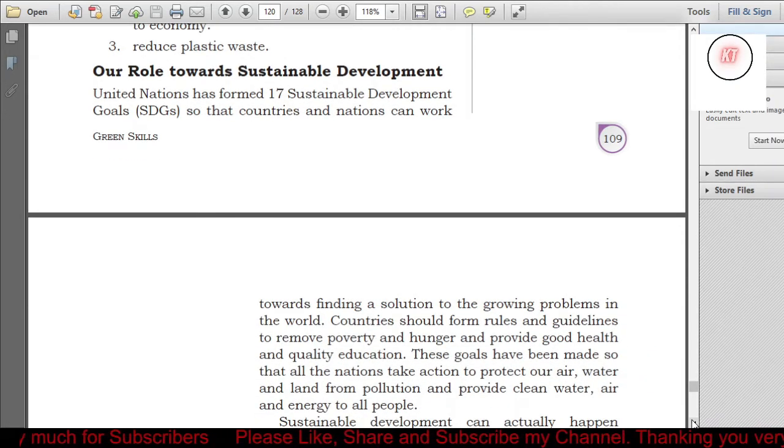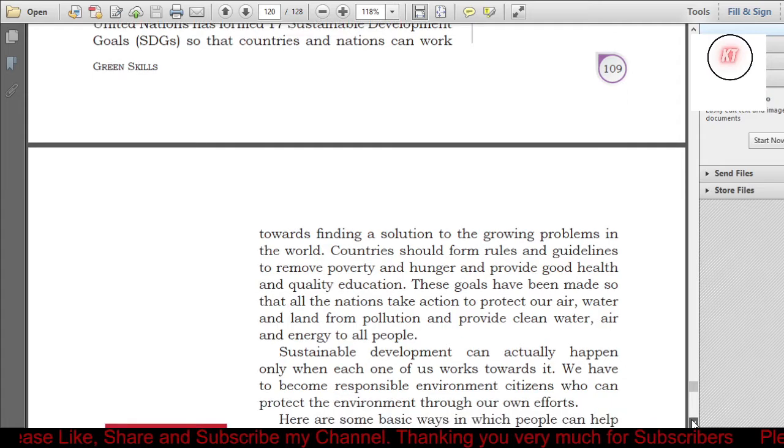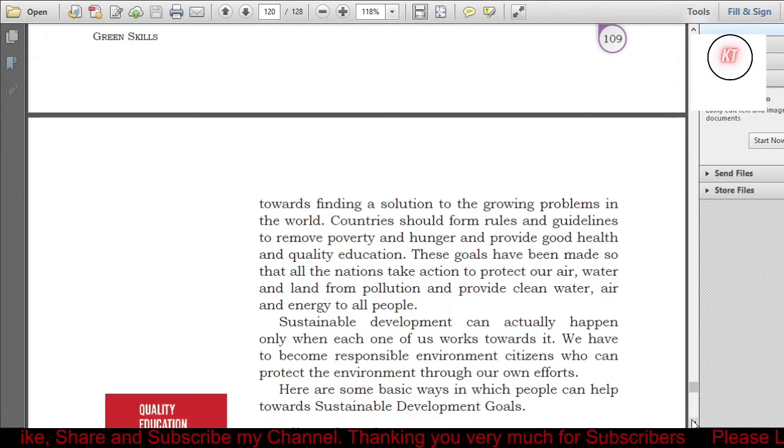The United Nations has formed 17 sustainable development goals so that countries and nations can work towards finding a solution to the growing problems in the world. Countries should form rules and guidelines to remove poverty and hunger, and provide good health and good quality education. These goals have been made so that all nations take action to protect our air, water, and land from pollution and provide clean water and clean energy to all the people.